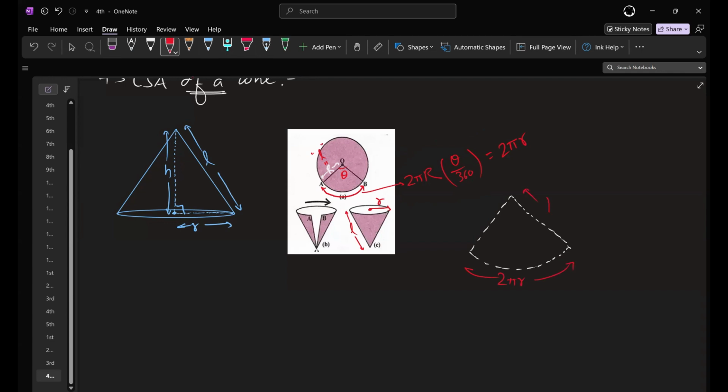And this is equal to L. And for the curved surface area now, we have to find out this sector's area. So it's just the whole area. So 2 pi r, how do we find that? Let me tell you.